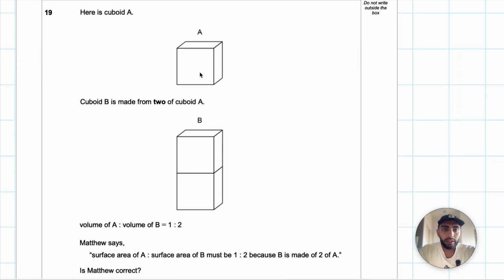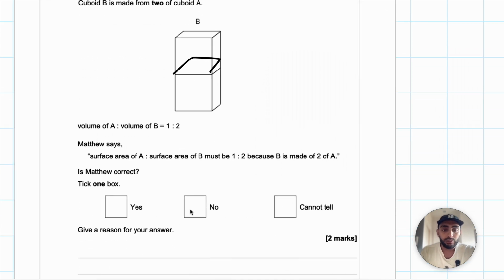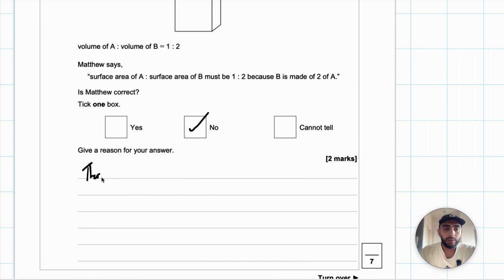Here is a cuboid A. Cuboid B is made from 2 of cuboid A, so they've put them both together. The volume of A to the volume of B is 1 to 2. That makes sense because the volume of that to the volume of that, I just need to double that. Matthew says the surface area of A to the surface area of B must also be 1 to 2 because B is made out of 2 of A. We can see that this face on the bottom is being covered by the other one. So that means there's going to be an area that's covered. So the answer would be no. There is a face that is covered.